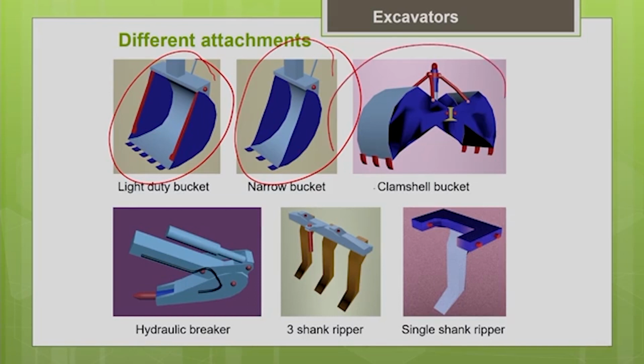So another attachment you can see, clamshell bucket. So this is also very commonly mounted on excavators, or it can even be mounted on the cranes. Okay, this clamshell bucket is mainly for deep digging or vertical digging. You can see two scoops. These are the scoops which are hinged. Okay, two scoops which are hinged. Okay, so with this scooping arrangement, I can easily use it for vertical digging.